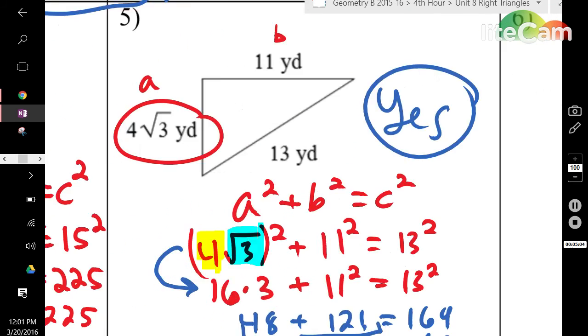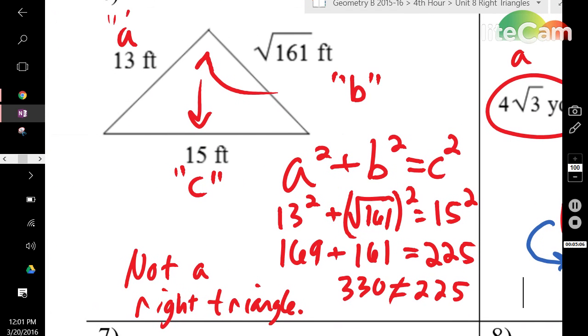Over here, in this example, the sum of the squares is equal to 330. The square of the hypotenuse is 225. Clearly they don't equal. So therefore it's not a right triangle. It's still a triangle, but it's not a right triangle.